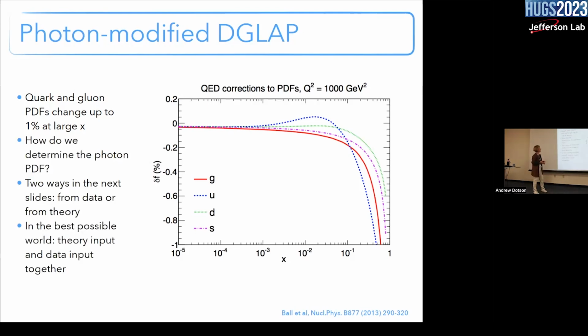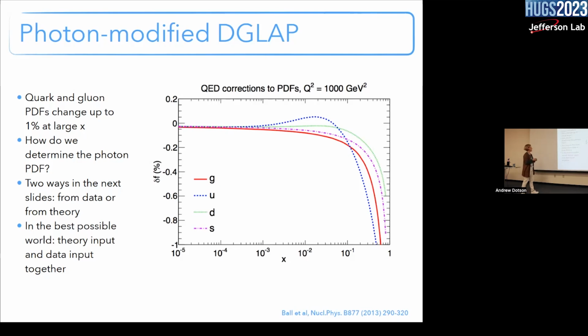But the point is, how do we determine the photon PDF? The problem is that the photon interacts weakly with things, much more weakly than the quark and the gluon. So how do we do that?